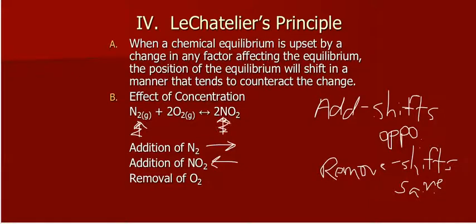And then the third trial here, assuming we've reached equilibrium again, if I remove O2, if I remove something, it shifts in the same direction. O2 is a reactant, so it shifts toward reactants.